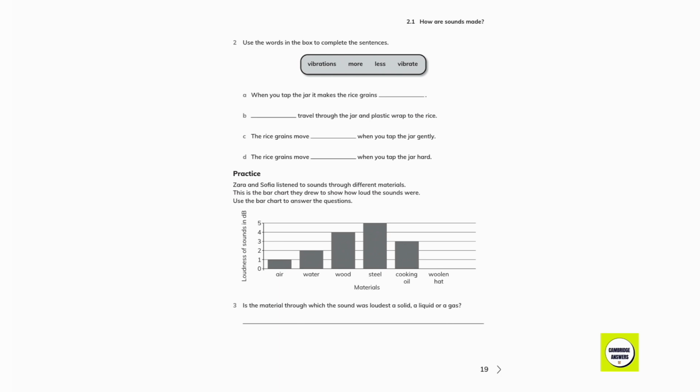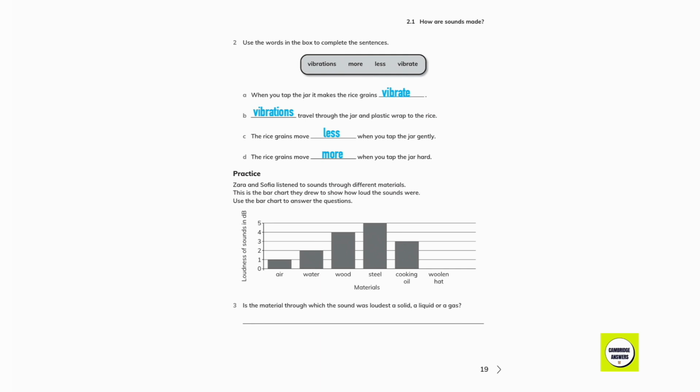Use the words in the box to complete the sentences. When you tap the jar, it makes the rice grains vibrate. Vibrations travel through the jar and plastic wrap to the rice. The rice grains move less when you tap the jar gently. The rice grains move more when you tap the jar hard.